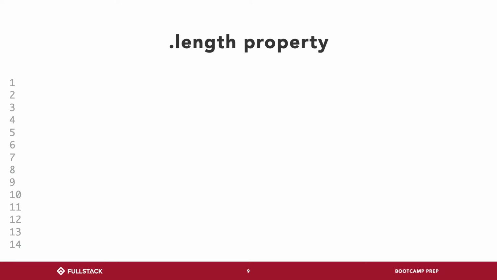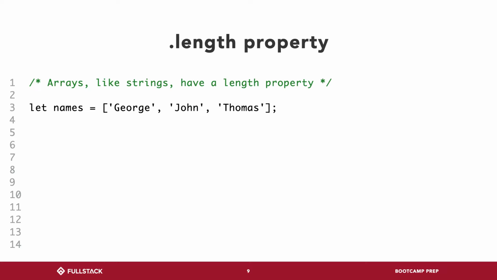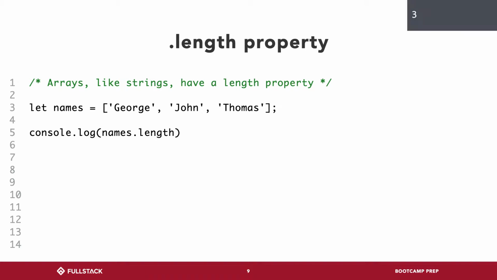All right. So the dot length property: arrays, like strings, have a length property. So this length is 3. Honestly, it goes by the commas, right? So we have one thing, then you hit a comma, so that was 1. You hit a comma, that was 2. You hit the bracket at the end, that's the third thing. You get 3 things. Very simple, right? The length is simple.